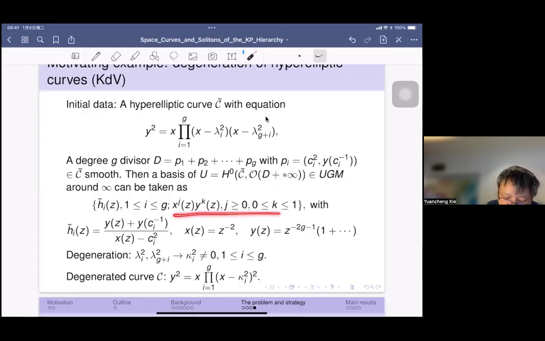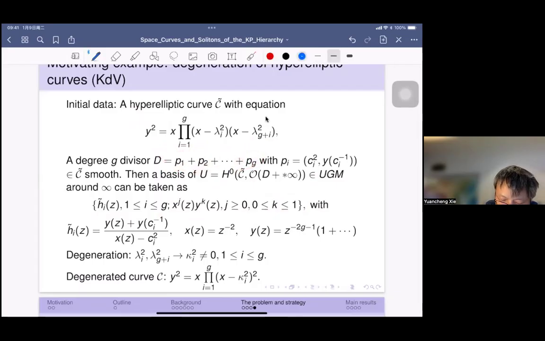Okay, so they must be part of this data. And then any x to the j's, y to the k's will be such a function. But I don't need y to the second, because y squared can be replaced by a polynomial of x. So here k is only 0 or 1, and x to the j can be anything. So we have this. But other than that, we also need to construct some functions which have simple poles at these points.